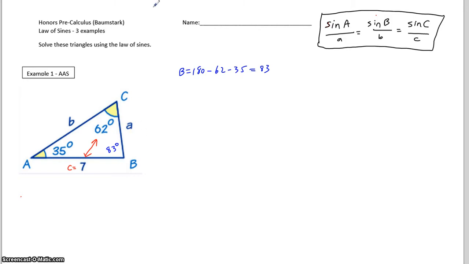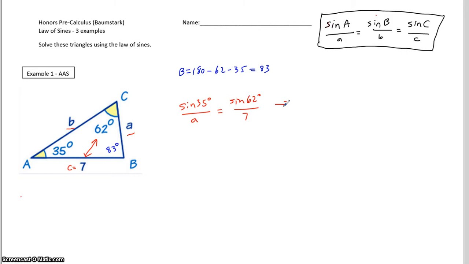So what we're trying to find here is A and B. Let's write the first relationship for A. Here we're going to have sine of 35 degrees, which is opposite A, so I'm going to divide that by A. And now we want to set this equal to the pair that we have information for, which is going to be sine of 62, which is this angle C, divided by C here, which is 7.